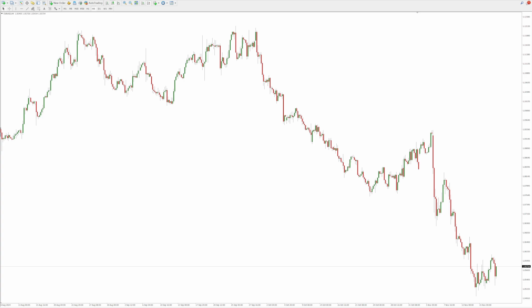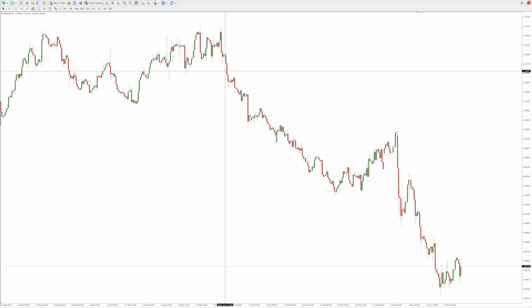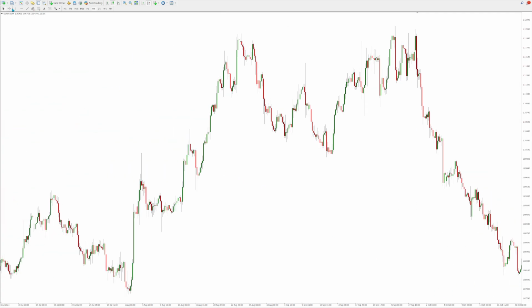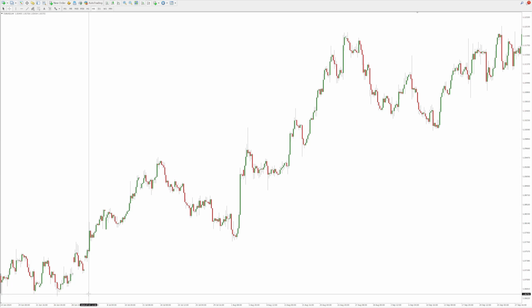In this video I'm going to show you how you can use this simple candlestick pattern to capture moves like this one for almost 700 pips and this one for over 500 pips. So stay tuned to find out how.